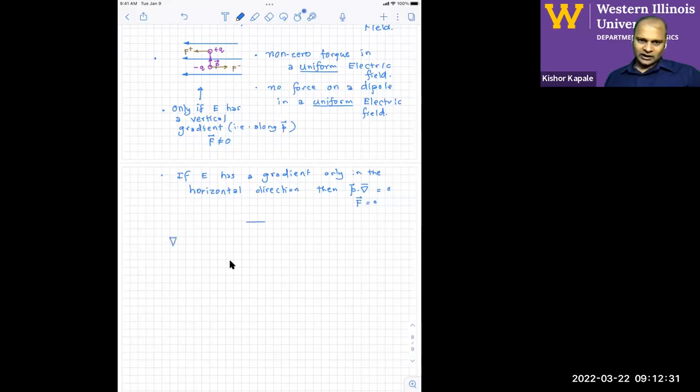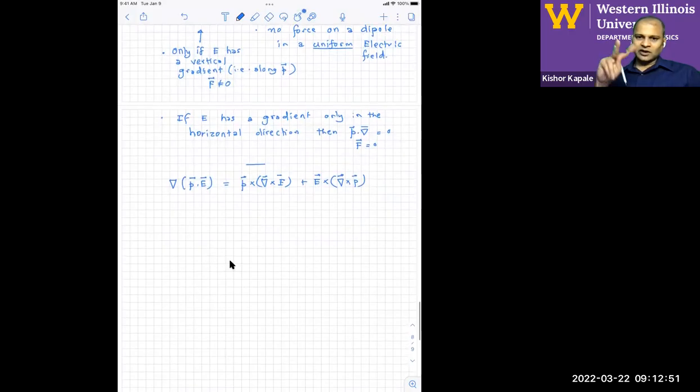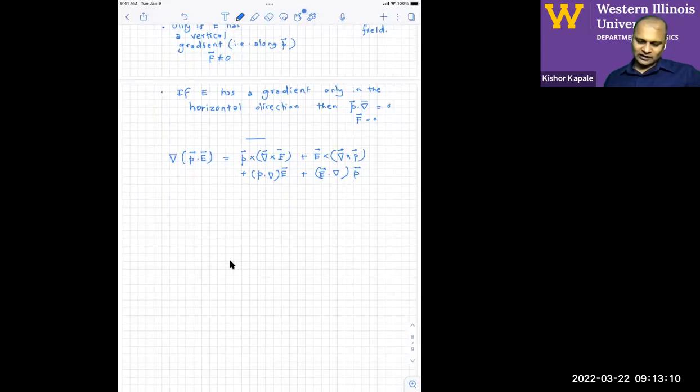So we do a gradient of the quantity P dotted with E, which is going to be P crossed with curl of E plus E crossed with curl of P. You know this from the back-cab rule. And because we have these two combinations, one of those terms will look like the ones that you're looking for, plus E dotted with gradient times P.